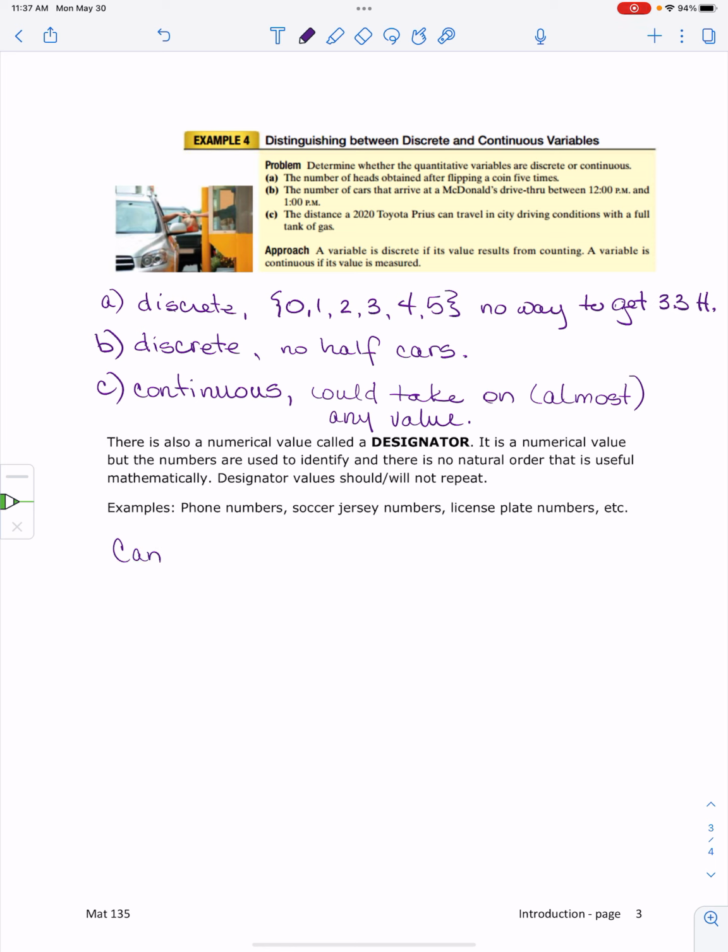So we're going to make that note here. Cannot be used to describe the set. And that's it for the first set of notes.